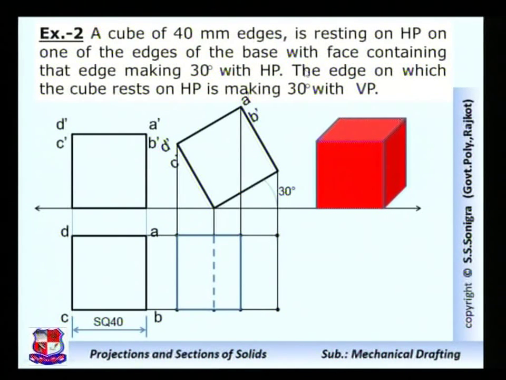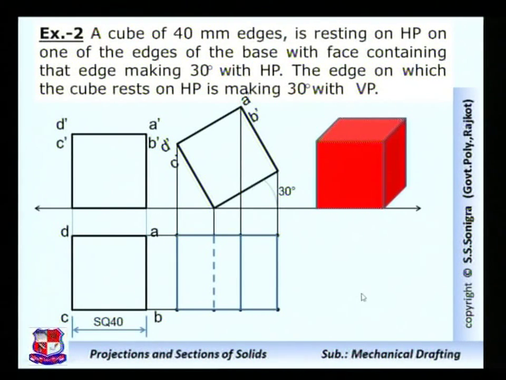Now the third step. It is given that the edge on which the cube is resting on HP makes an angle of 30 degrees with the vertical plane. So here this cube is resting on this edge represented by the dotted line over here, and this dotted line makes an angle of 90 degrees with the XY line, and in the given data it makes an angle of 30 degrees with the vertical plane. So we have to tilt this dotted line in such a way that it makes an angle of 30 degrees with the XY line.